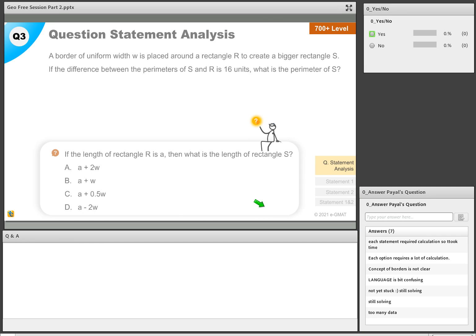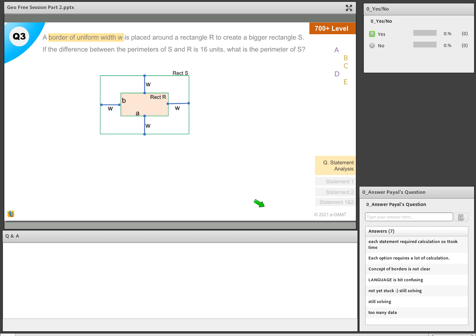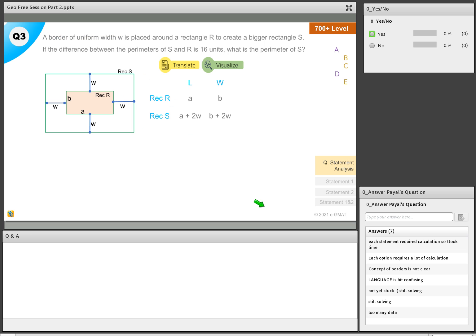The length of R is A. What is the length of rectangle S? So again, let's go through this one. A border of uniform width W, so this is exactly what we had in the previous question, is placed around rectangle R to create a bigger rectangle S. Observe that there is a border placed along rectangle R, and now you have a bigger rectangle S. Now, the difference between the perimeters. The first thing that you have to do is tabulate the length and the width, and that's something that you've been doing from the first question onwards. So how many of you tabulated this? Yes, no?